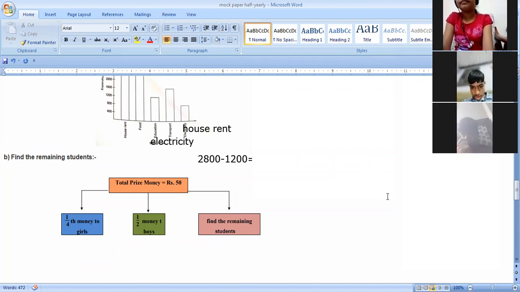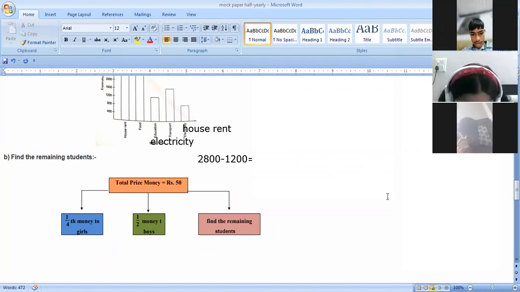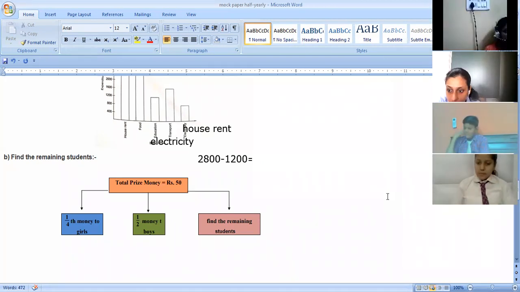Check the solution. Tushar, Karnika, what will be 1/4 of 50? Anya, you have to solve it. You have to take out the value. Don't give me the answers in fractions.